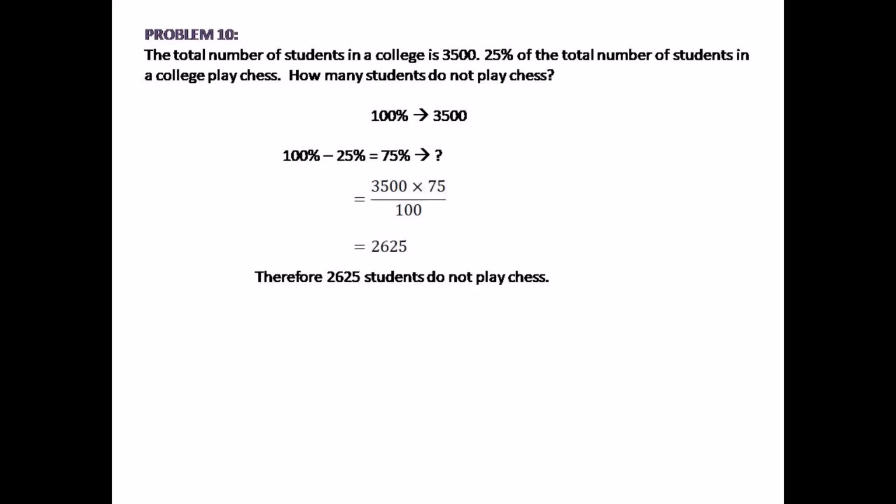The total number of students in a college is 3,500. 25% of the total number of students in a college play chess. How many students do not play chess? If 100% gives 3,500, then 75% gives what? On cross multiplying both sides we get 3,500 into 75, on the whole divided by 100 gives 2,625. Therefore 2,625 students do not play chess.